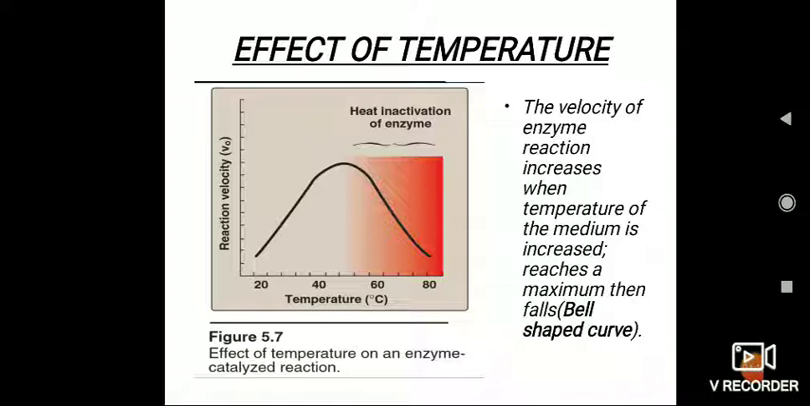But on further increase of the heat or the temperature, as you can see at 60 degrees Celsius, 70 degrees Celsius and 80 degrees Celsius, there is a decrease in the reaction velocity, and that is because the enzymes also are proteins and on further heating they will lose their activity. So enzymes work most efficiently at their optimum temperature, which is not too low and not too high.